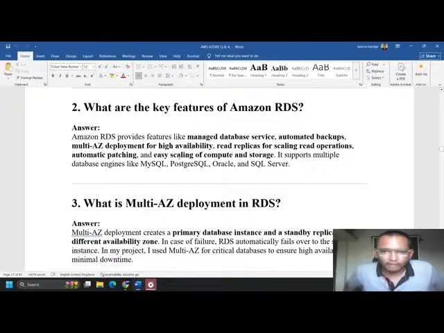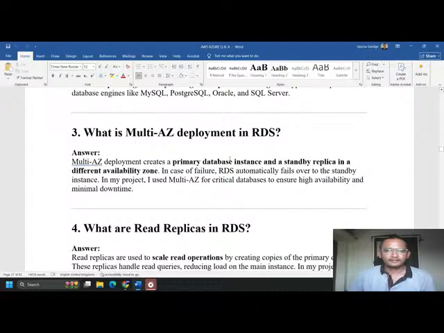What are the key features of Amazon RDS? RDS provides features like a managed database service, automated backups, multi-AZ deployment for high availability, read replicas for scaling read operations, automatic patching and easy scaling of compute and storage. It supports multiple database engines like MySQL, Postgres, Oracle, and SQL Server.